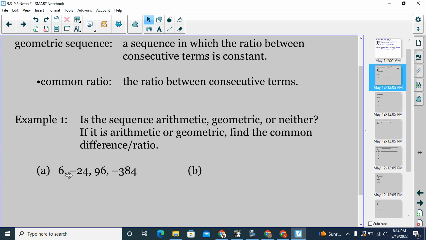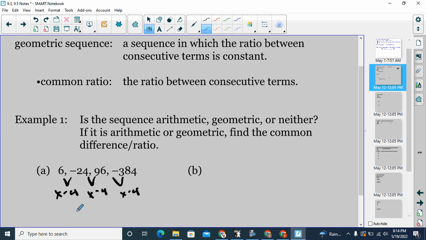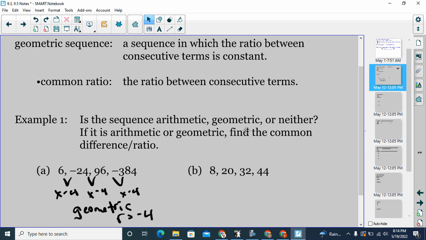Check geometric. 6 times negative 4 gives me negative 24. Times negative 4 gives me 96. Times negative 4 gives me negative 384. It is geometric with a common ratio of negative 4. Part B, we've got 8, 20, 32, 44: plus 12, plus 12, plus 12. It is arithmetic. Common difference is 12.